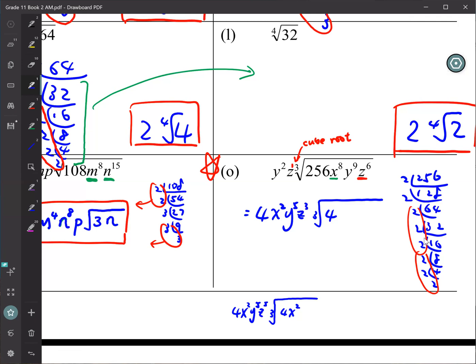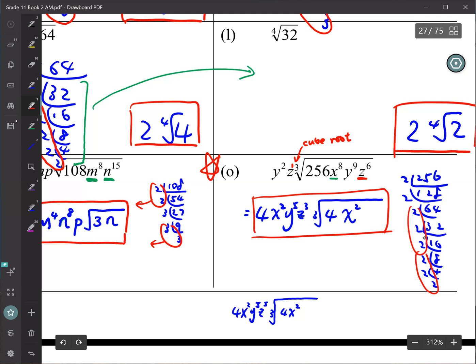Okay, so that cube root is throwing a curveball at you, right? So the only leftover is x squared. Okay, so be careful with that, x squared. Okay, so that's all. So we'll have a break, 15 minutes, and I'll see you guys back here at 11:20. Okay.